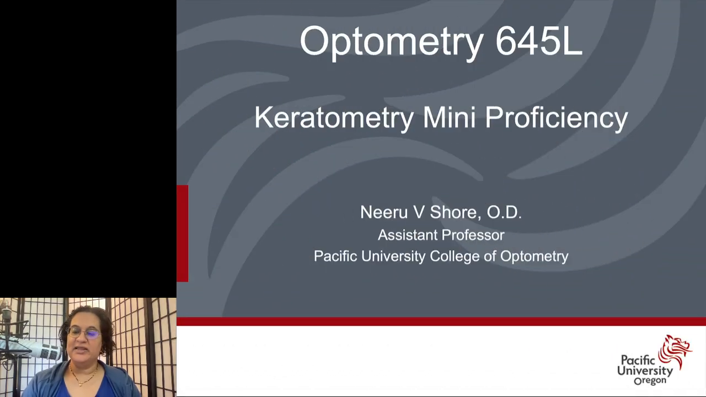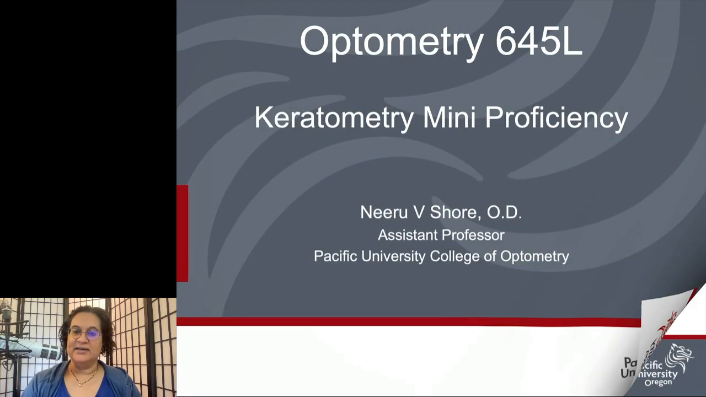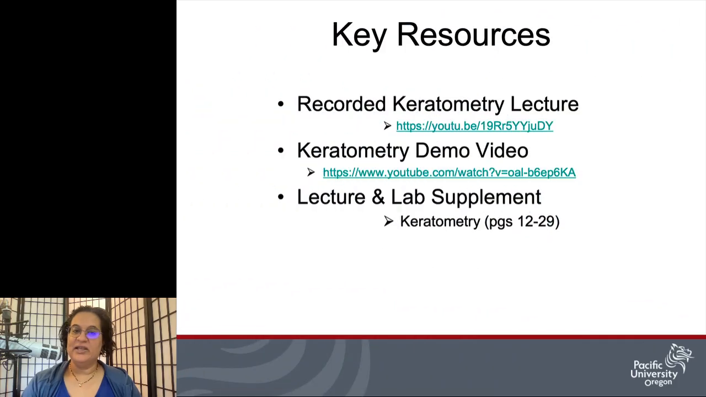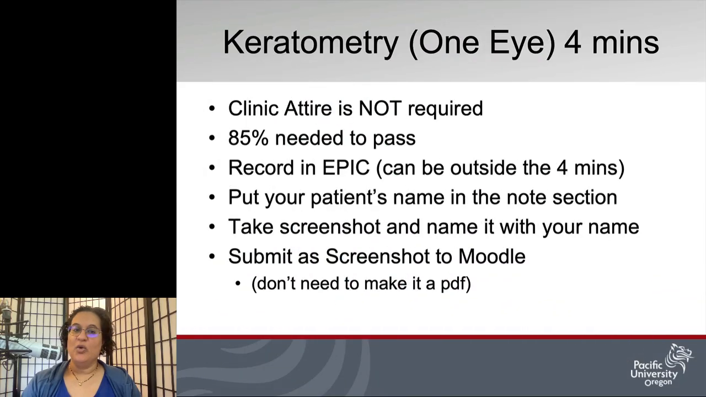This week in lab, we'll be doing the keratometry mini proficiency. Please review the key resources as needed to make sure that you are comfortable doing the procedure. When you come in and get set up, you will be asked to do keratometry on one eye of your patient, and we will let you know which eye once you are all set up. You will have 4 minutes to complete the proficiency, and then you can record in Epic and verbalize your findings outside of that 4-minute time limit.